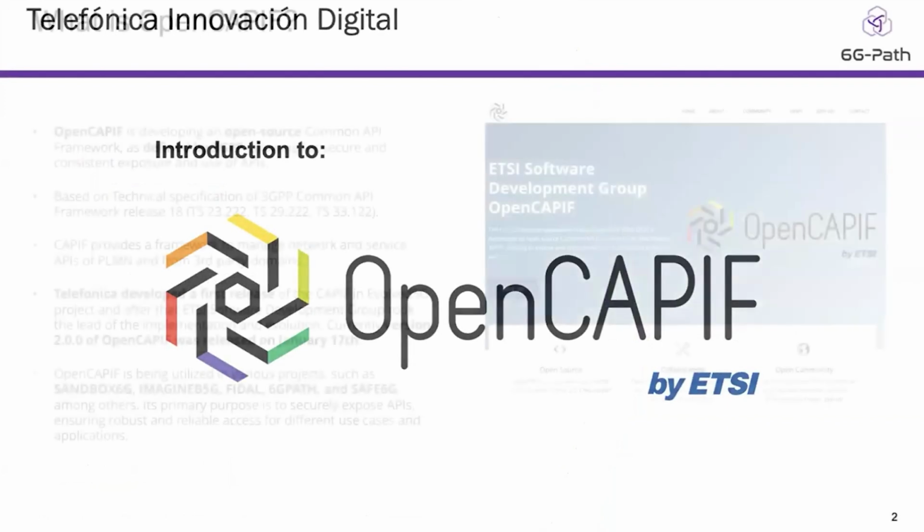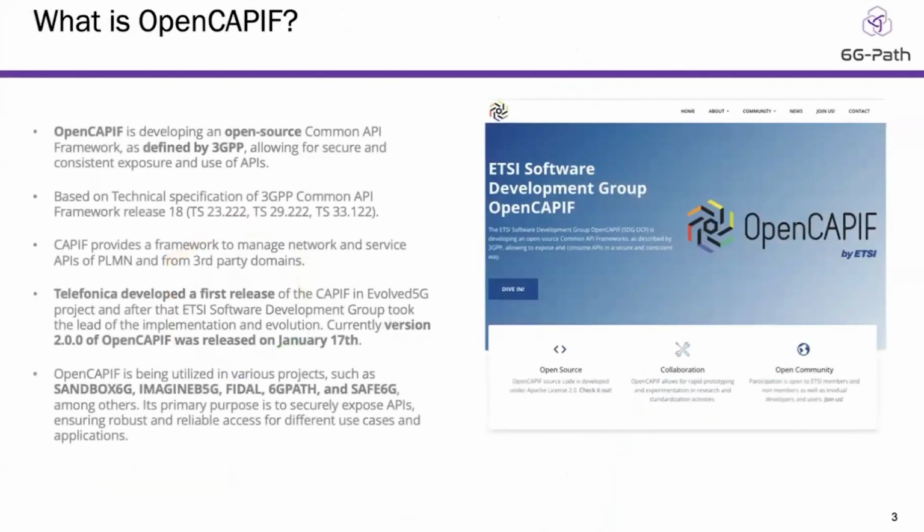Okay, let's move. What is Open CAPIF? Open CAPIF is developed as open source code from the Common API Framework defined by 3GPP. This component allows the secure and consistent exposure of the APIs. All the development is based on technical specifications from 3GPP, as you can see in the PowerPoint. Release 18 and the documents are the technical specifications 23.222, 29.222, and 33.122.